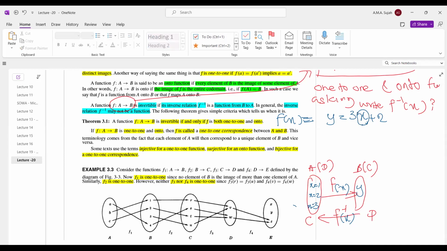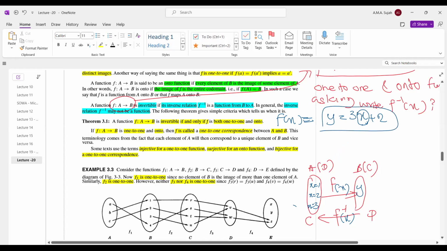For this x, I will change the value from 1, 2, 3, likewise. Depending on that, I'm getting the y. To find out the inverse function from this function, I need to change the subject to x. Here the subject element is y. Subject means y, so y is equal to, that is the subject of the equation. I need to convert this equation to have x as the subject.